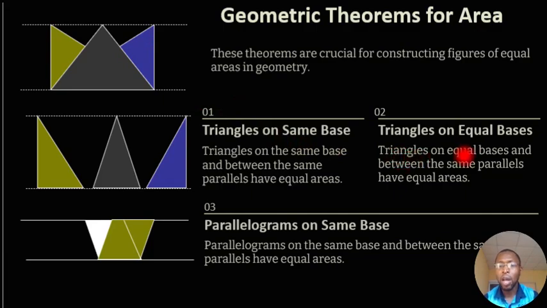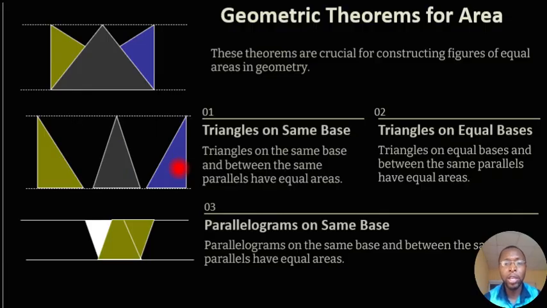The second one says triangles on equal bases between the same parallel lines have equal areas. The first one is triangles lying on the same base. But the second one is triangles of equal base. In this second theorem, the three triangles are not lying on the same base, but their bases are equal. Like this yellow triangle, let's say it has a base of approximately 2 centimeters. Then this second triangle too has a base of 2 centimeters. And the third one too has a base of 2 centimeters. But the fact that they have equal base values, and they are still lying within the same parallel lines, then their areas are meant to be the same.